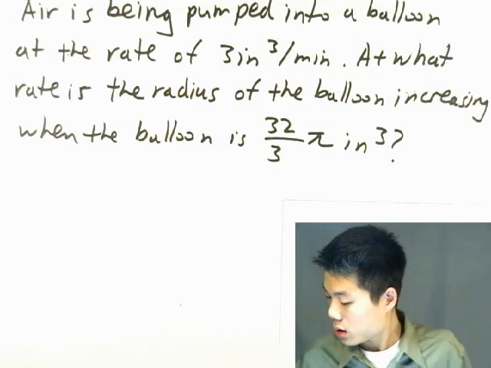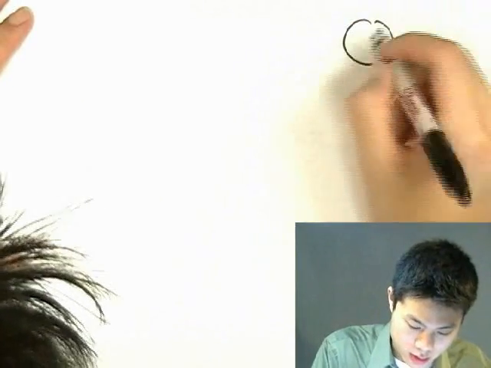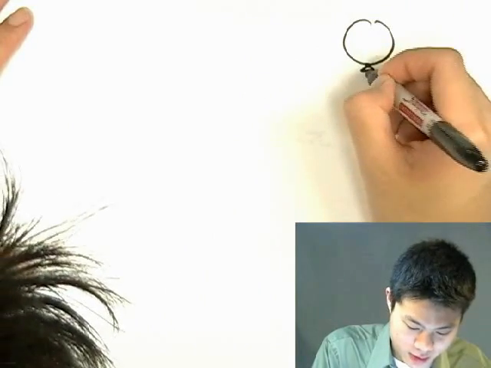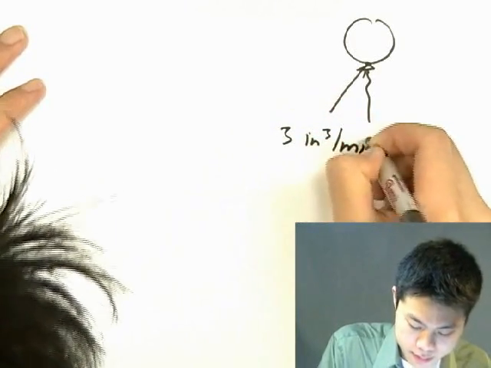So, what's the question asking us? Well, we have a balloon. The question didn't say, but I'm telling you that the balloon is going to be spherical. So here's a balloon. There we go. And we're pumping air into the balloon at the rate of 3 cubic inches per minute. What is that equivalent to? That means that the volume of the balloon is going to be increasing at 3 cubic inches per minute. Right? Okay.